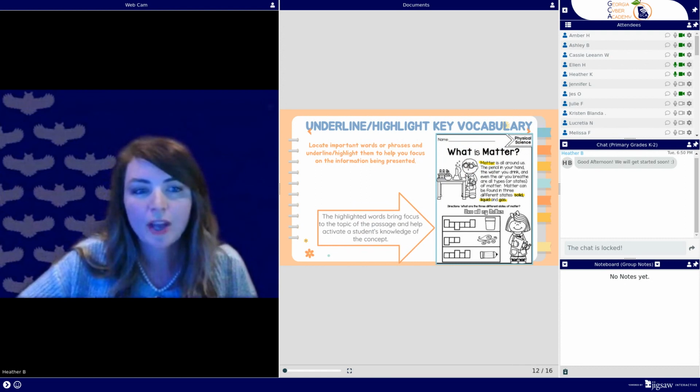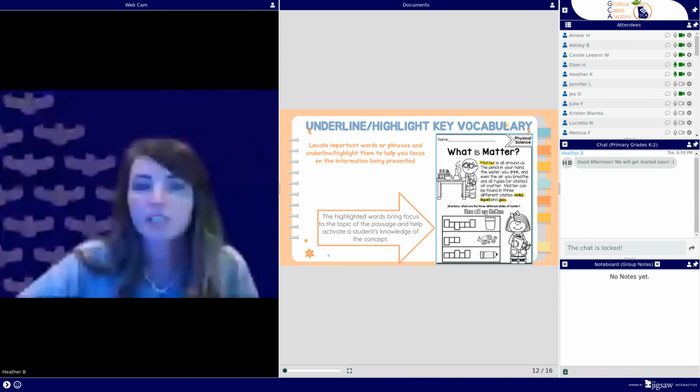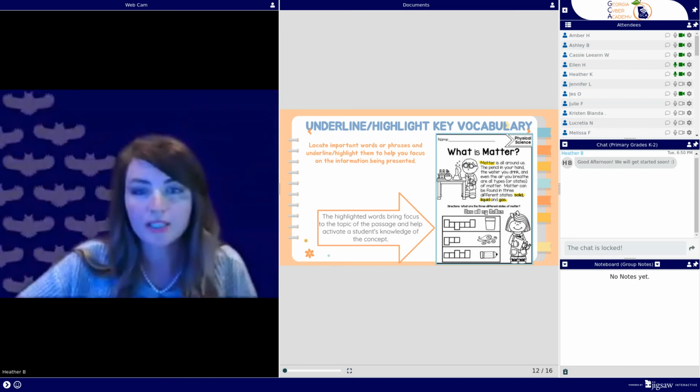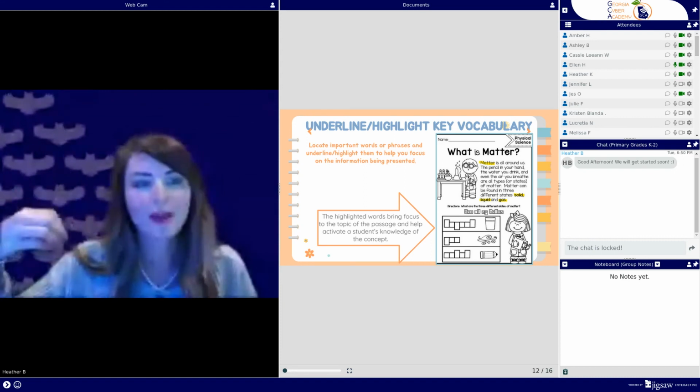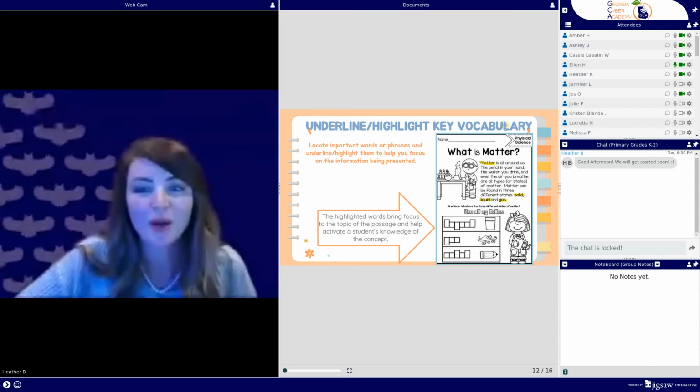Another test taking strategy that we practice in class and that you can practice at home is to underline or highlight the key vocabulary. So locate the important words or phrases in the text or in the questions that are being presented to you. The highlighted words bring the focus of the topic to the forefront of your mind, and then whenever you are looking for your answer choices, it's easily recognizable for the students to go back and look at those vocabulary words that were highlighted.